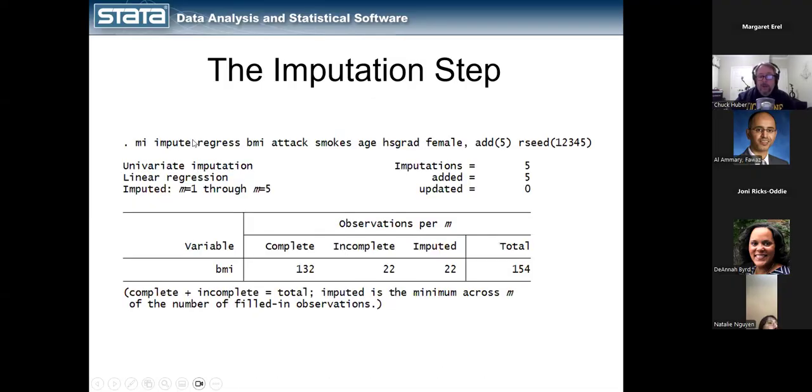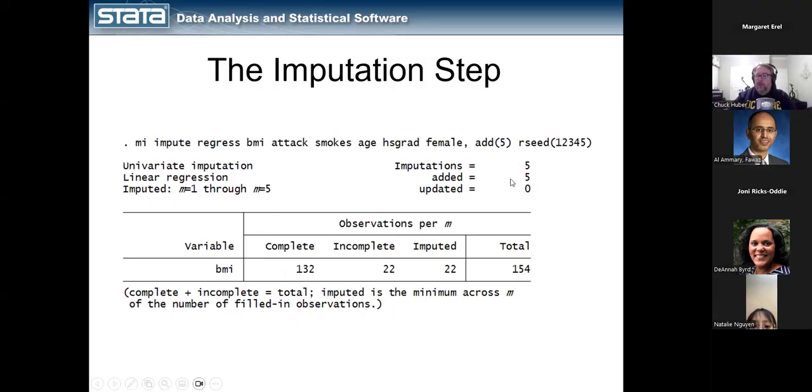Okay. And again, everything past mi impute looks just like any other regress command, other than the add and random number seed part. It just has mi impute in the beginning of it. So then we're going to see a report of the data that was imputed. For BMI, we have 132 complete observations, 22 incomplete observations, 22 were imputed, for a total of 154 for BMI. It also tells us the number of imputations total and the number added.